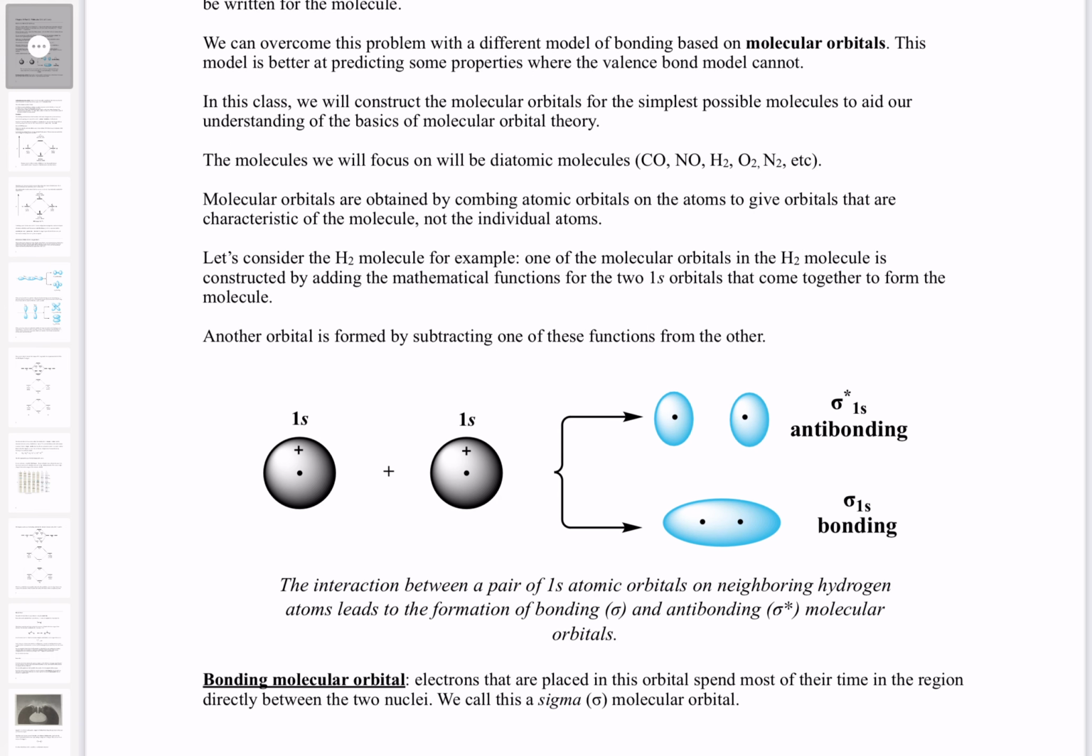So here's the interaction between a pair of 1s atomic orbitals on neighboring hydrogen atoms. So the summation gives us an orbital of lower energy. That's called the bonding, or sigma bonding, molecular orbital. And then the one that is higher in energy is a sigma star anti-bonding orbital. Okay, so we get an energy interaction that's favorable, the bonding interaction, and then we get an anti-bonding interaction that's not favorable. Okay, so let's go over some of these terms.